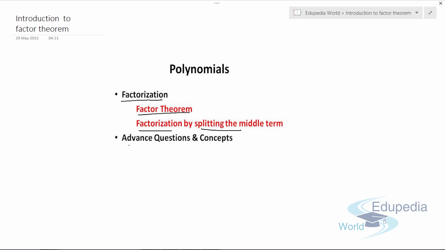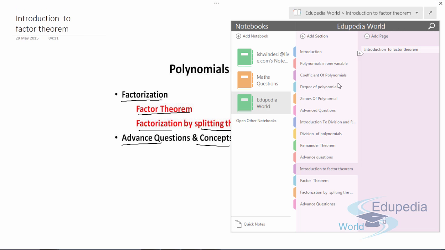Then at the end of the video, we'll discuss some advanced questions and concepts. Again, we'll discuss each and every concept through examples. So let's get started with the first concept, which is factor theorem.